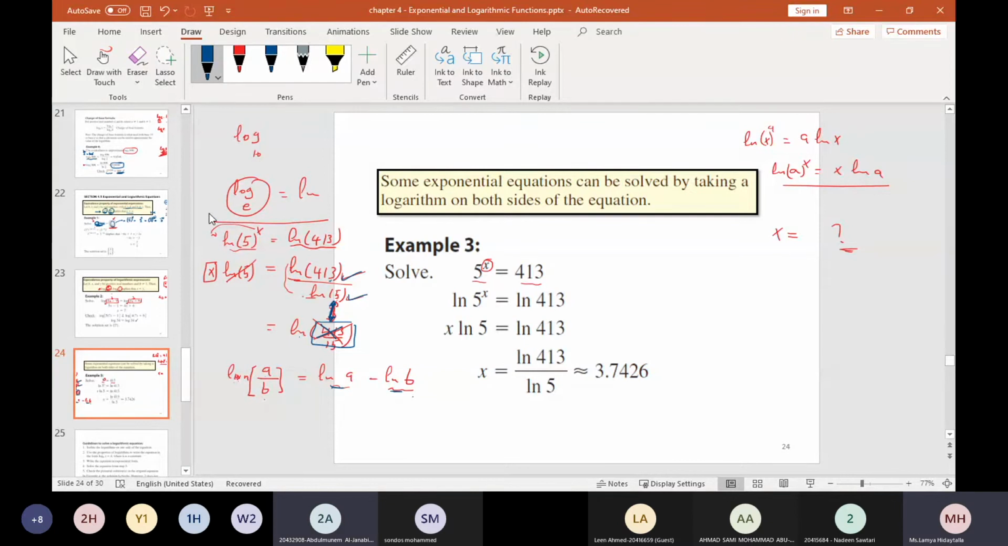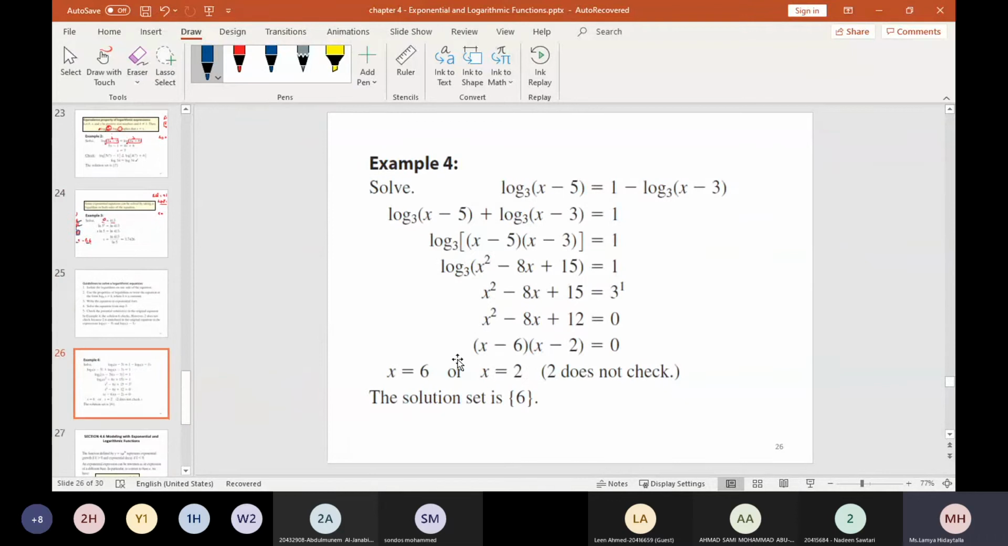Okay. So you just evaluate ln 413 and ln 5. Evaluate them and divide them over each other to get the value. Okay, clear? So if we have x in the exponent and we want to find its value, what you do? You take the ln for both sides. So you take this one down.